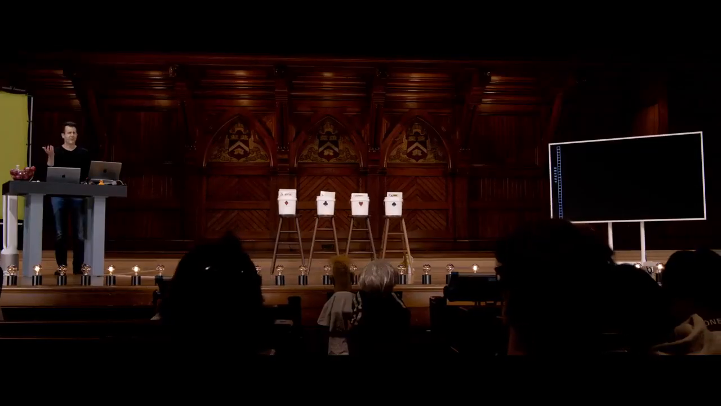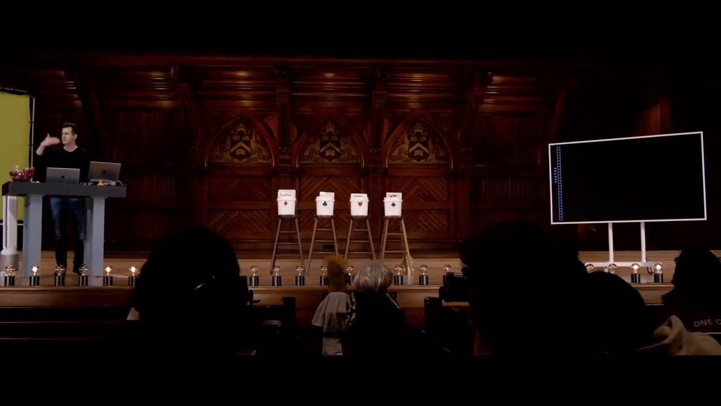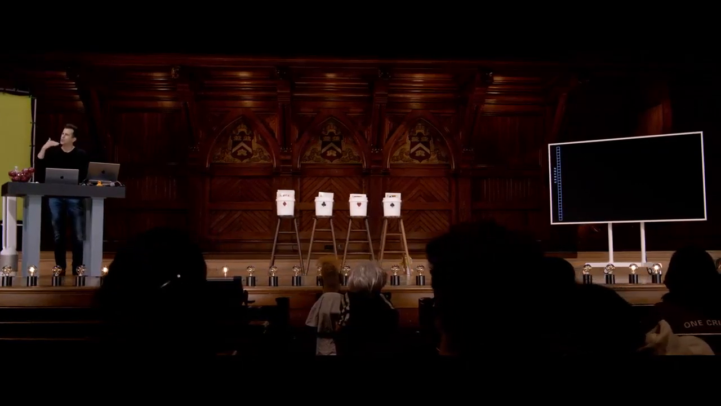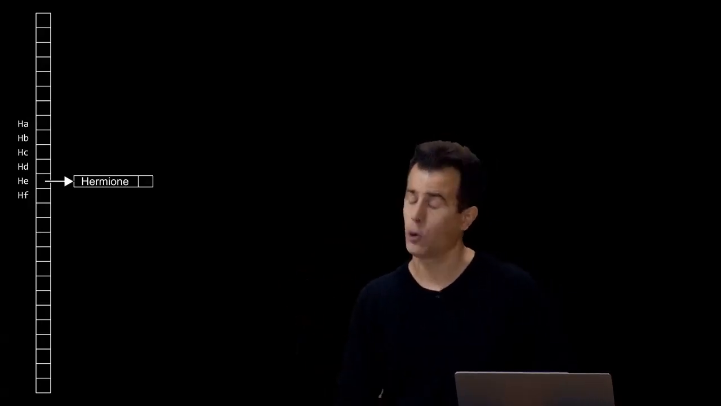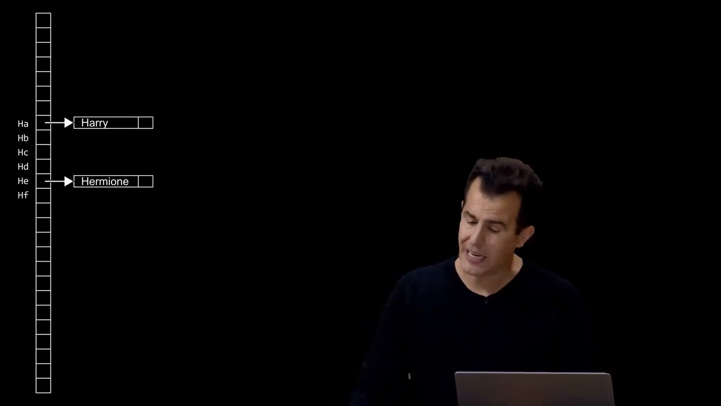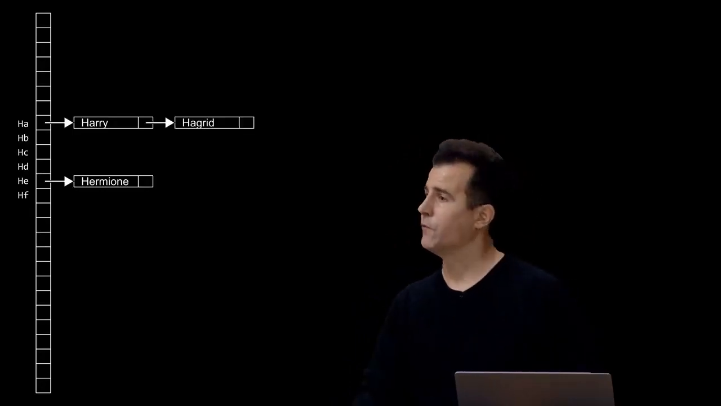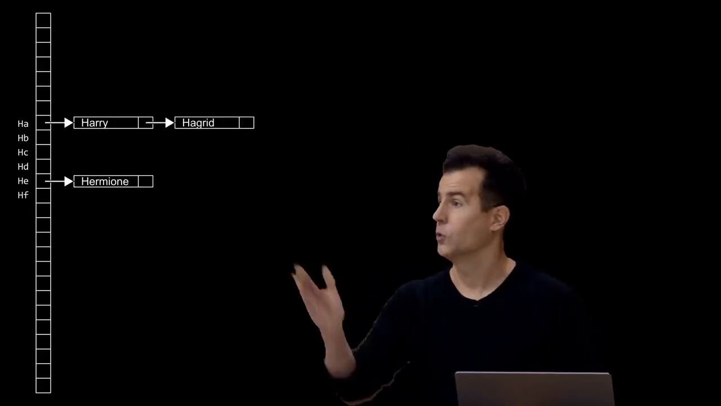Now, some of those are a little nonsensical because I can't think of names that match most of those. But it's deterministic. At least we know the bucket will be there, which is important even if it's empty. And now we can put Hermione here. We can put Harry here. But uh-oh, we didn't do this perfectly well. Hagrid still collides.